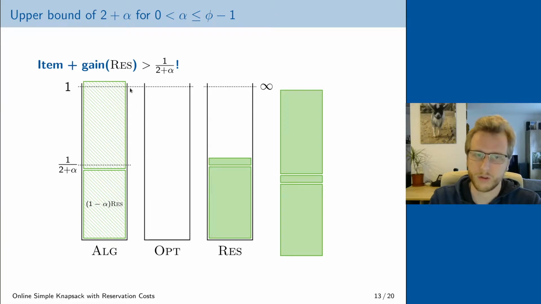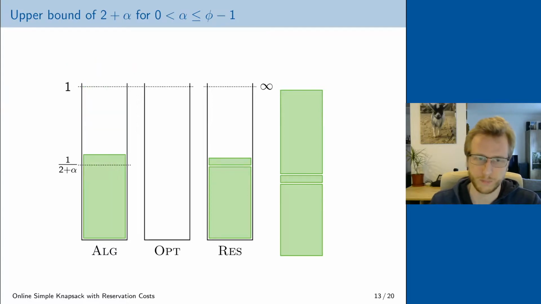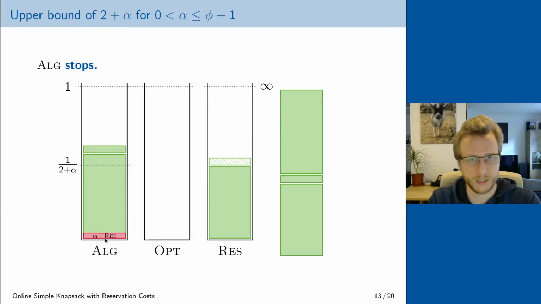And now our algorithm does the following. Now it has available everything in the reservation and the new item, and it tries to pack the knapsack optimally using these items. So for what we are given, this would be this newest, biggest item, the last one that we were presented, and this upper one from the knapsack. And of course, we would have to subtract the reservation costs. And now our algorithm stops. It does not look at the rest of the instance.